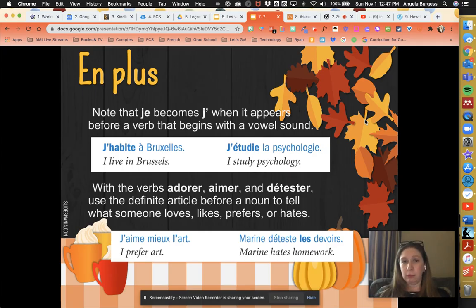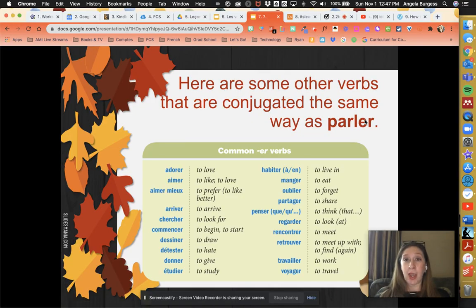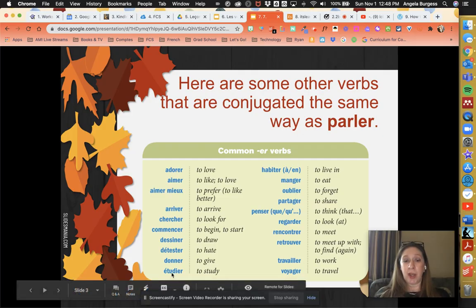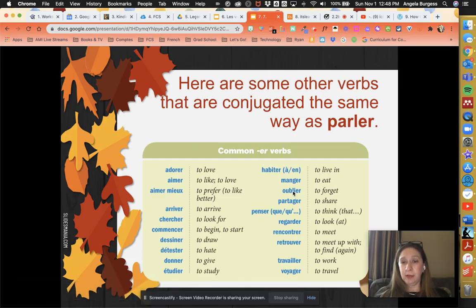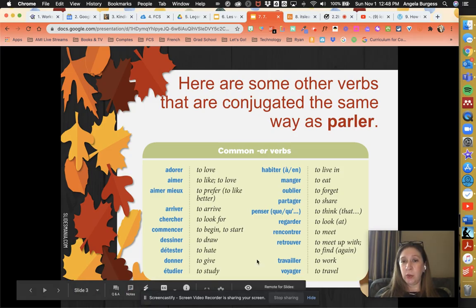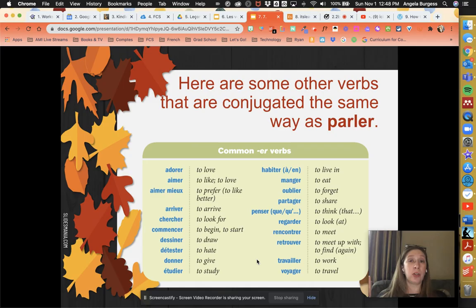Let's go back one slide and look at all of the verbs where je is going to become j': anything that starts with a vowel sound. If you want, put a little asterisk next to them so that you remember those are the ones that need to become j'. Obviously, our first four: adorer, aimer, aimer mieux, arriver. And then down here, we have étudier, habiter, oublier, and that's it. Those are the ones you're going to put a little asterisk next to, because je becomes j'.